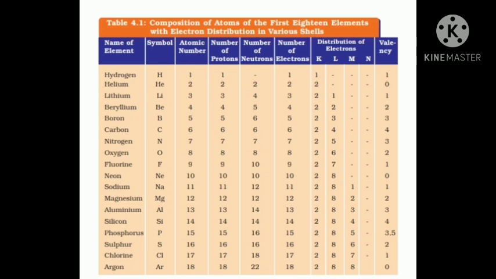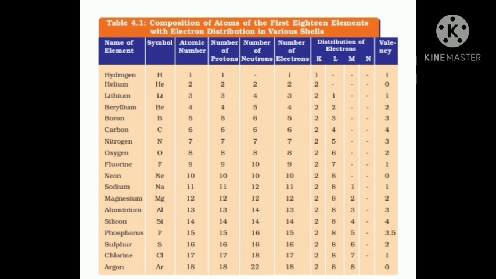Helium, symbol He, atomic number 2, so number of protons is equal to 2, number of electrons will be 2. Neutrons: mass number 4 minus 2 is equal to 2. First K shell contains 2 electrons, valency is 0.